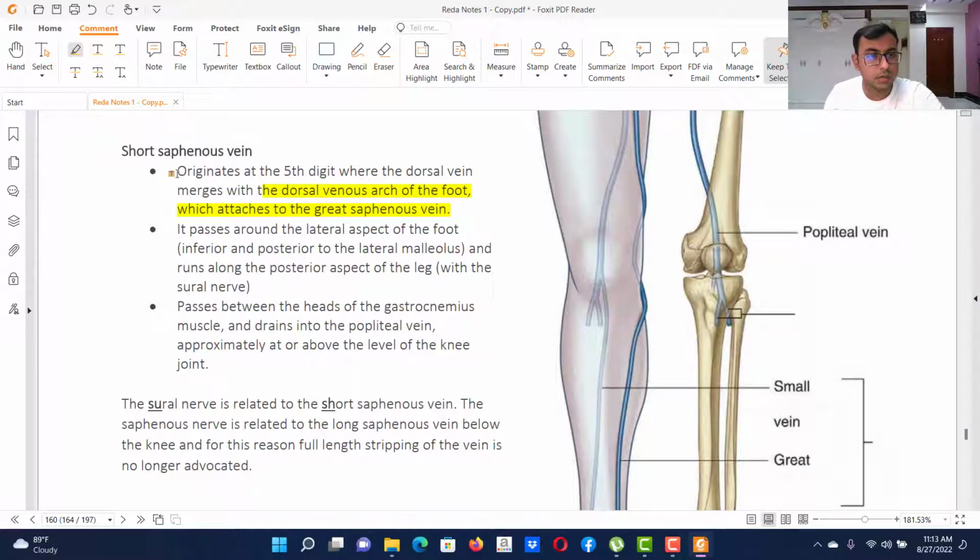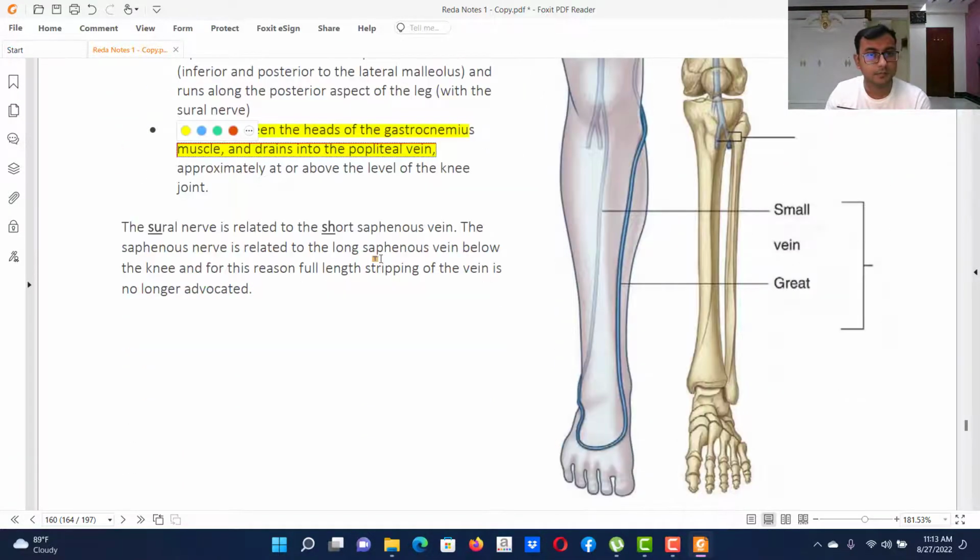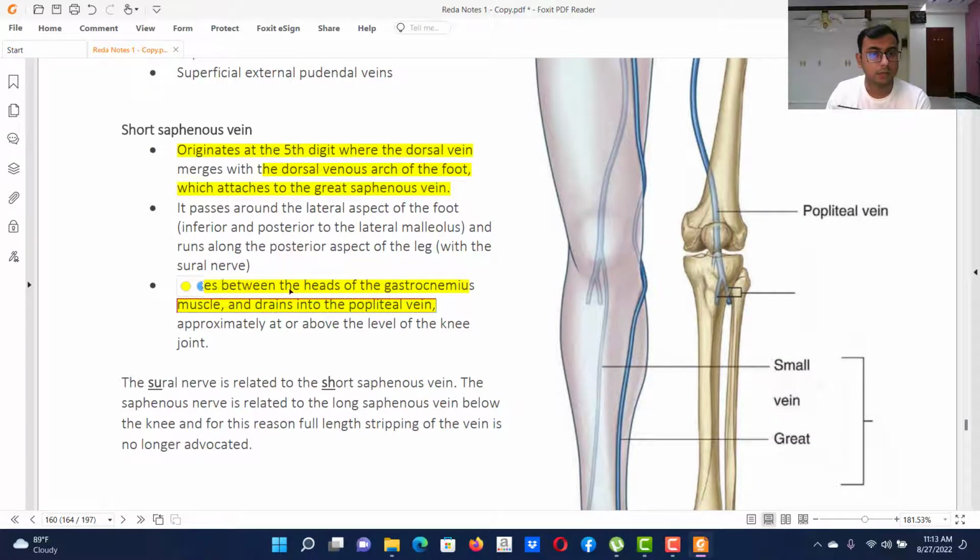So the short saphenous vein originates from the fifth digit, where the dorsal vein merges with the dorsal venous arch around the lateral aspect of the foot, and passes between the heads of the gastrocnemius muscle. Ultimately, the small saphenous vein drains into the popliteal vein.